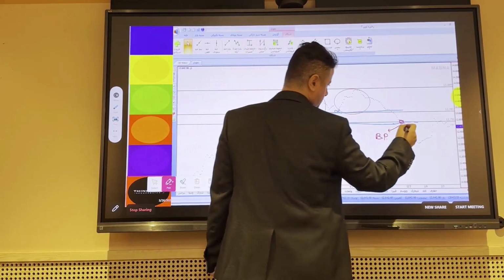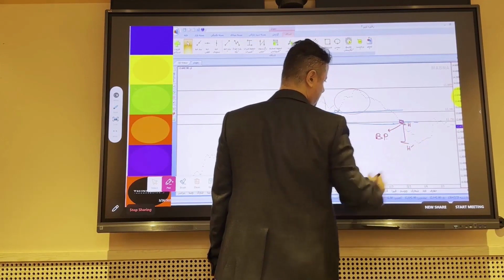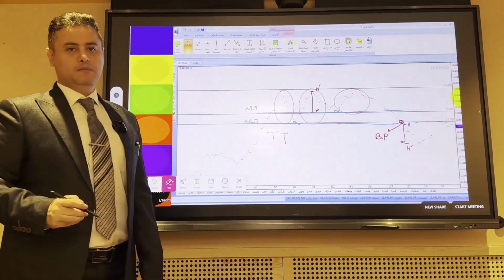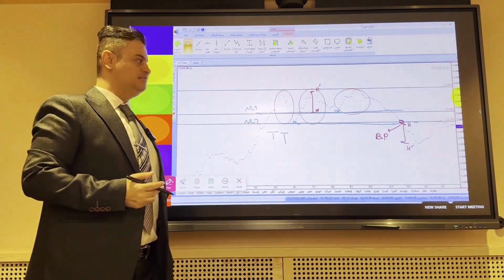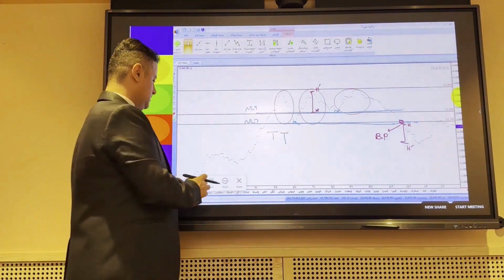From where? From my breakout point. I consider this amount as my target and say that at least this amount can be the potential drop in the stock's price chart. All right, let's see if we have another example together.